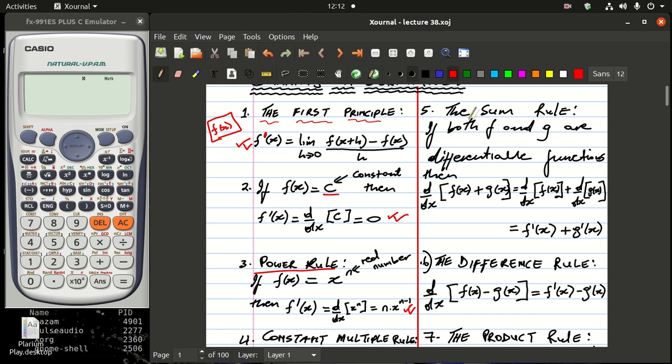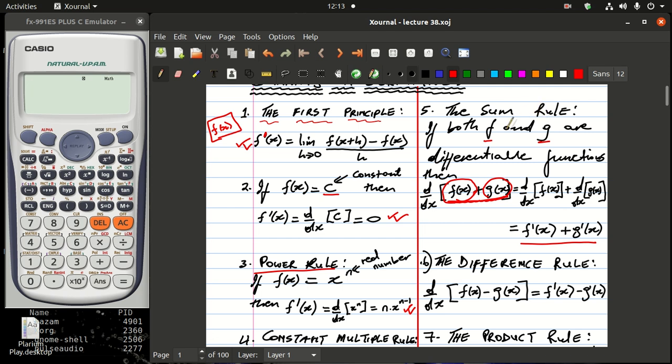And then we also talked about the sum rule, whereby we have two functions, f of x and g of x, and if this function and that function are both differentiable, in other words, if the point x is within the domain of the derivative of this function and also the domain of the derivative of that function, we can always find the derivative of the sum of these two functions by just taking the derivative of f of x and then the derivative of g of x, and then we can just add them. So that's what the sum rule was saying.